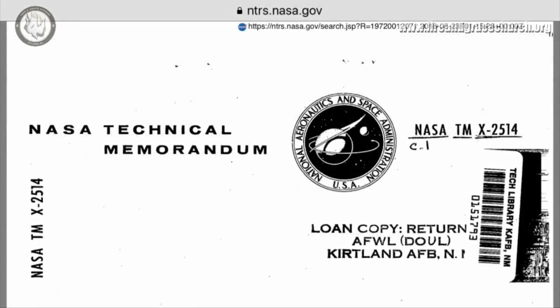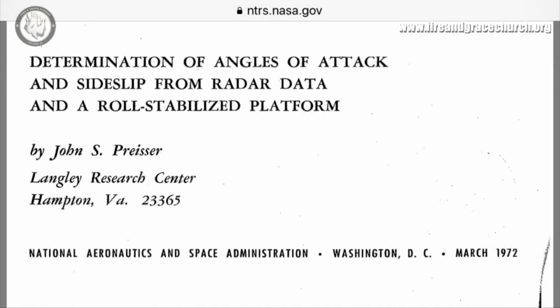Here, let's back up a little time. Everybody see this? NASA technical memorandum. Where did it come from? NASA.gov, right? Declassified. Freedom of Information Act tells you all about it. Determination of angles of attack and side slip from radar data and the role stabilized platform. Langley Research Center. What's in Langley? Virginia? Yeah, CIA headquarters. Exactly. Also the National Aeronautics and Space Administration, Washington, D.C. Wait a minute. I thought they were in Florida and Houston, Texas. Oh, that's right. Sure they have an office. All right, let's keep going here.